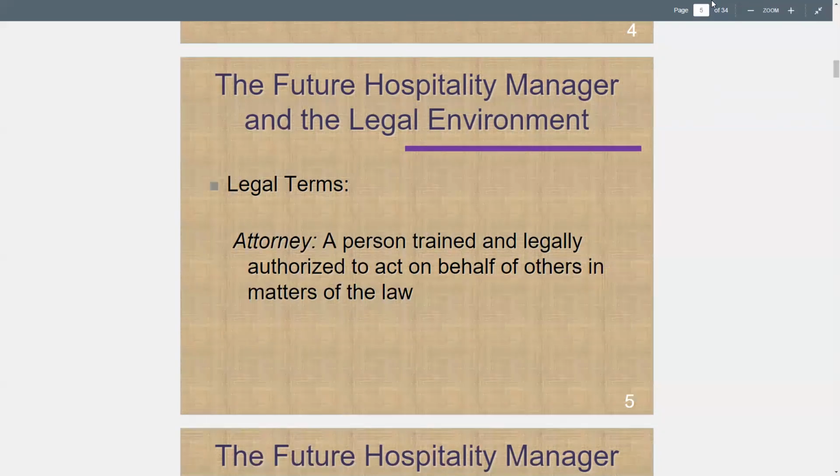Here we go. The first thing that he or she has to do is graduate from a four-year school, four-year college.